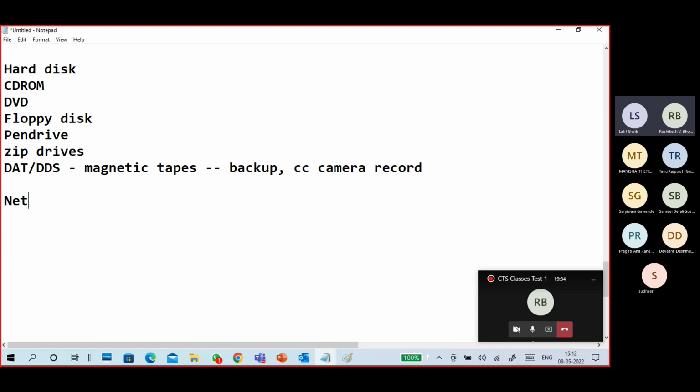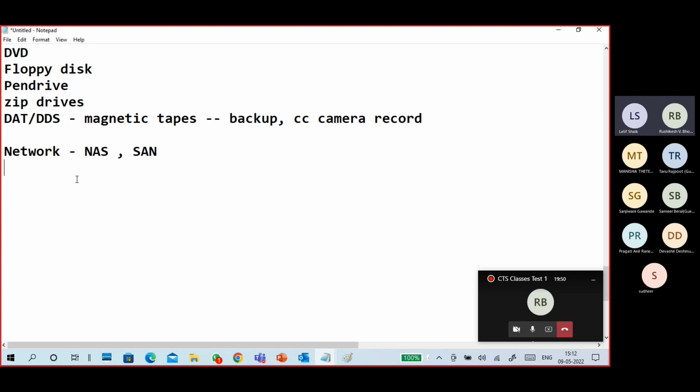Network location. Again, NAS or SAN. On network locations we can store the data. NAS and SAN type of storages. Of course, internally it is only a hard disk there, SCSI, high-speed SCSI disk storages. Next is the cloud. You can store the data in the cloud also.